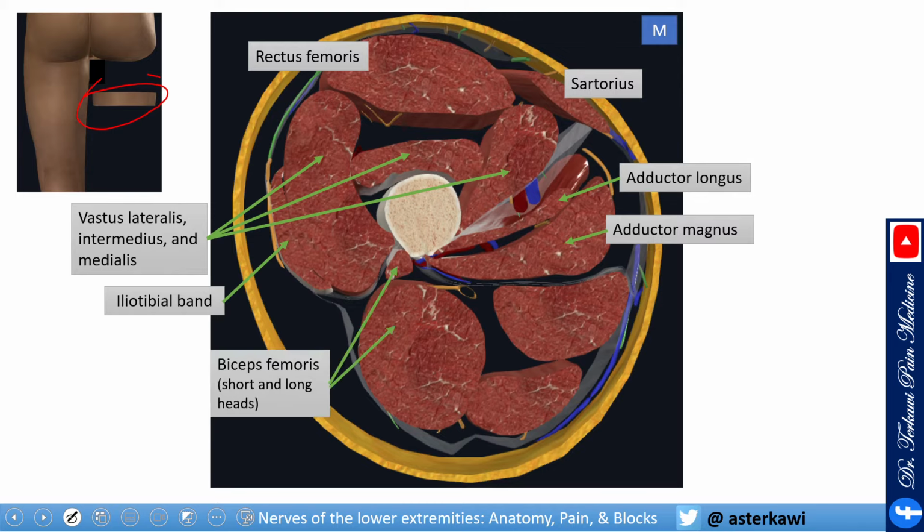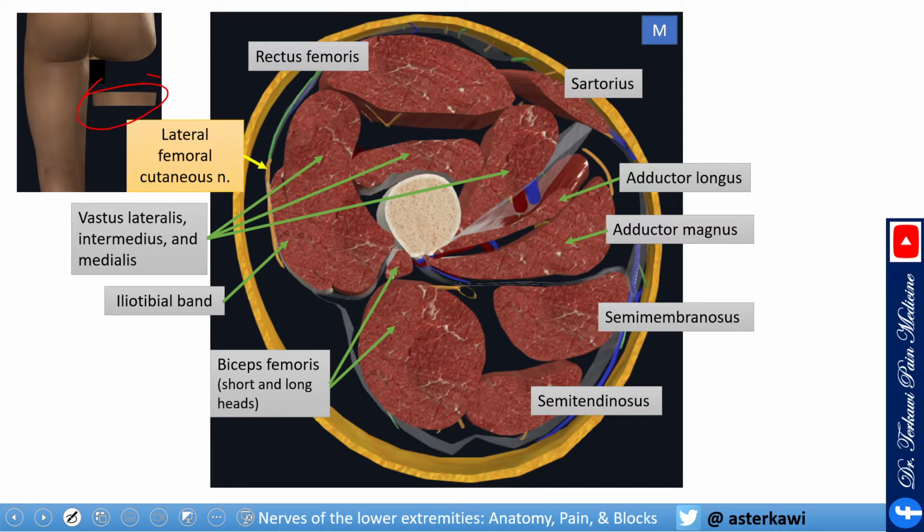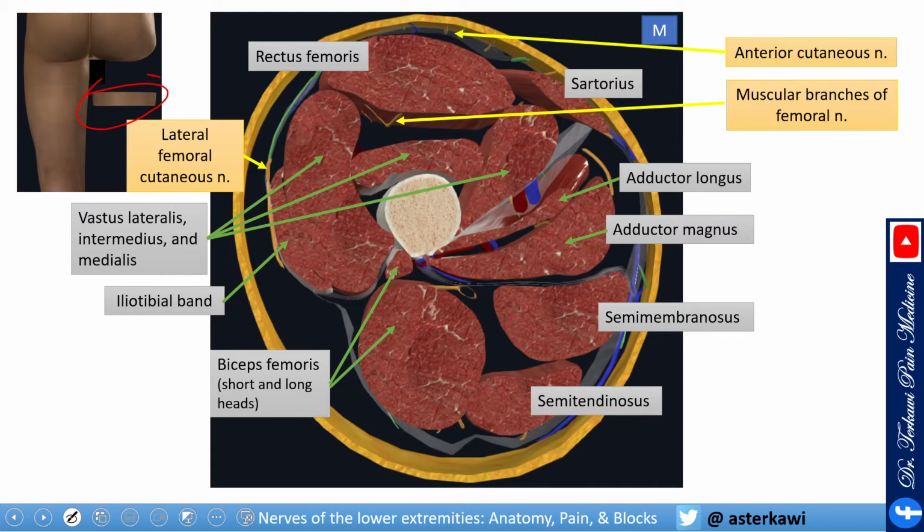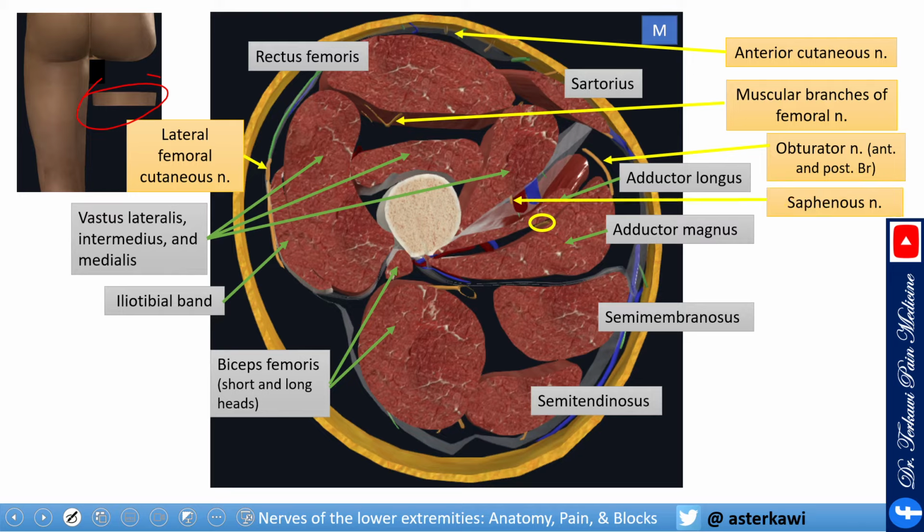Biceps femoris starts to give you the two heads, but there is no major orientation change in the posterior compartment happening. Innervation, the lateral femorocutaneous gives you multiple branches at this level. Anterior cutaneous still there, muscular branches underneath the rectus femoris. And then you have the obturator starting to branch into anterior and posterior branches in relation to adductor longus. Adductor longus, we will see that also in the obturator nerve lecture. And then here the saphenous nerve.